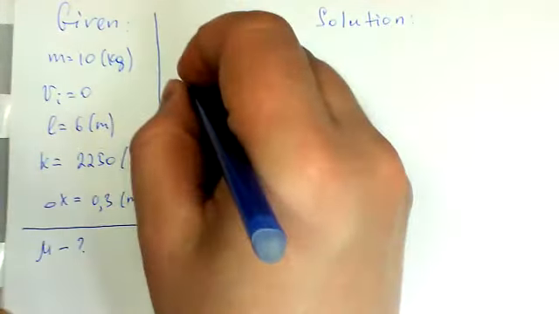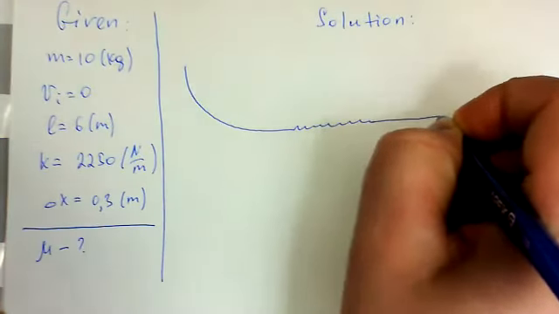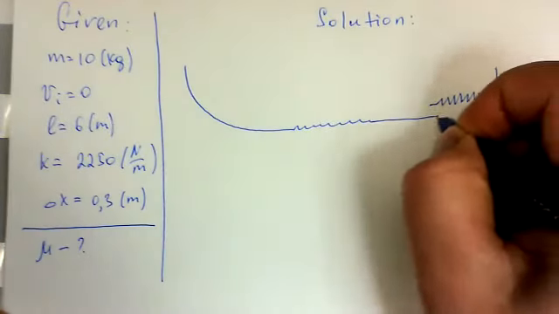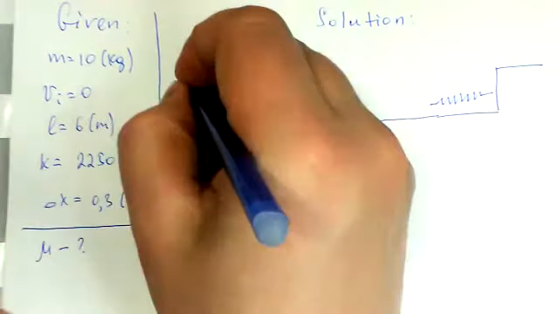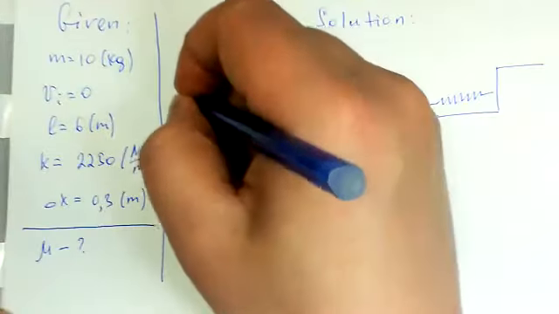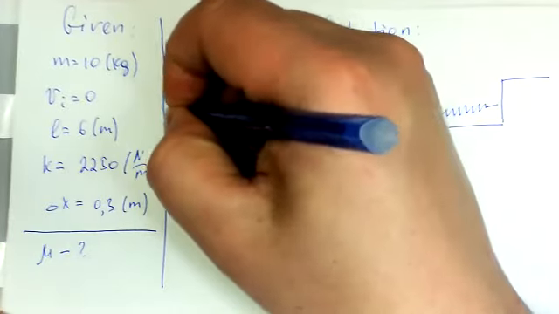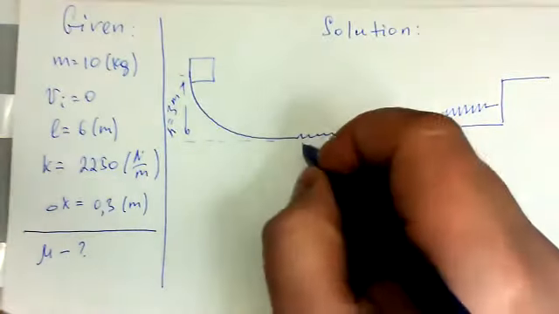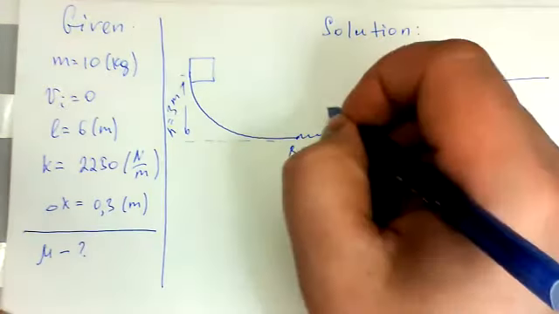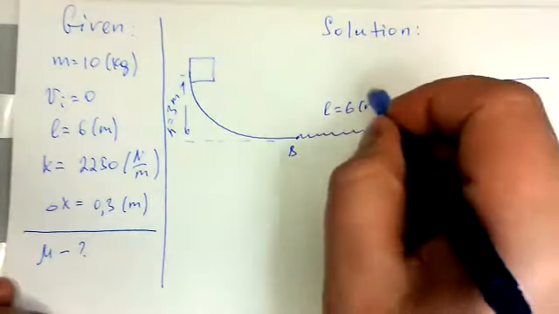So, solution. Let's draw it again here. So here is a part of the track like that. Here we have friction. Here is the spring. Okay. So here we have a block positioned 3 meters above this level. So this is H, which is 3 meters. H equals 3 meters. So between points B and C, the length is 6 meters, and we have friction here.